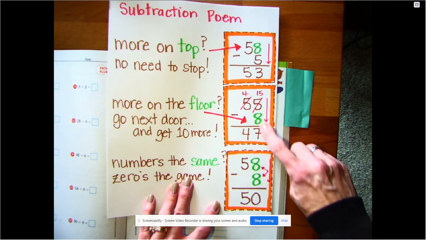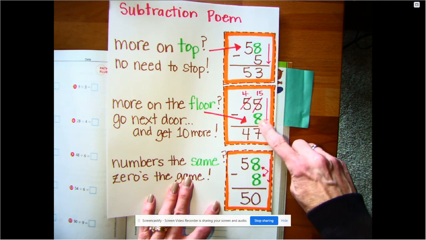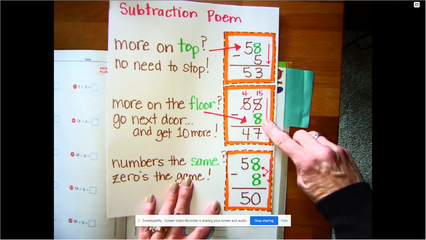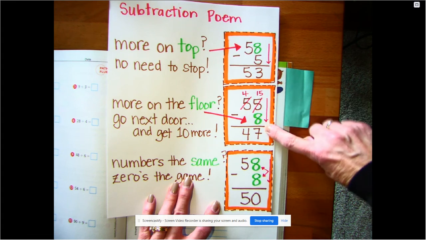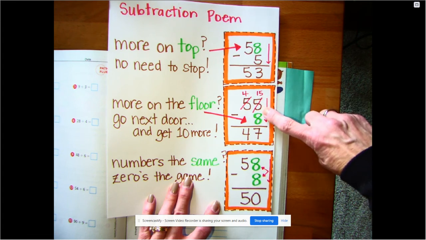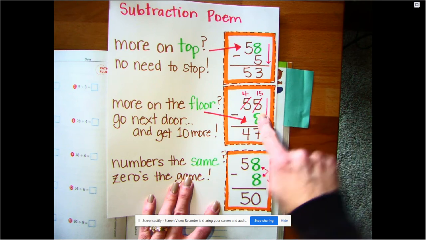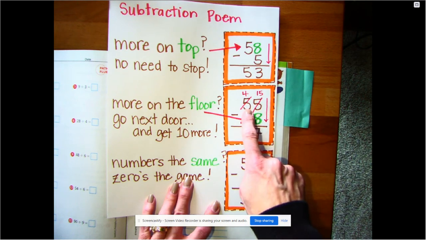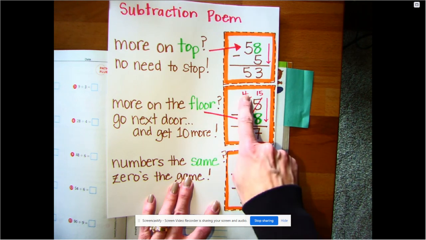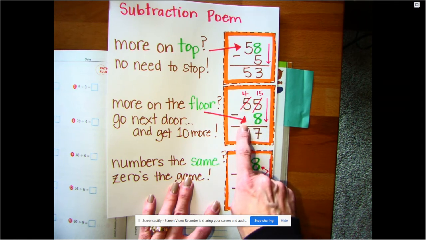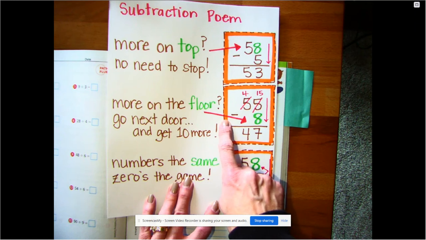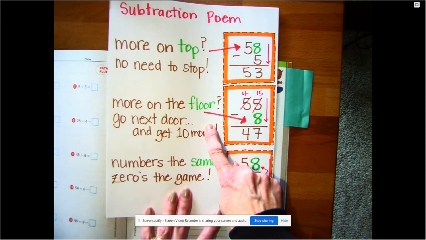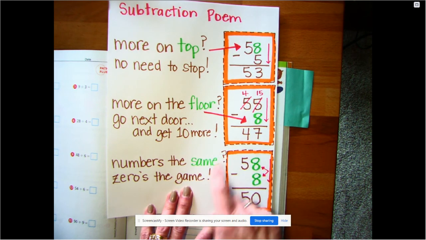So if I add together these two add-ends, I'm going to get my total at the top. 8 plus 7 is going to equal 15. And remember, we subtract going down. So we need to look, and this is more on the floor. That's my clue that I have to go next door. If I were in my tens column and I didn't have enough, I would go next door to my hundreds. If I didn't have enough in my hundreds, I would go next door to my thousands. It doesn't matter what place it is, you always go next door and you get 10 more of that group.